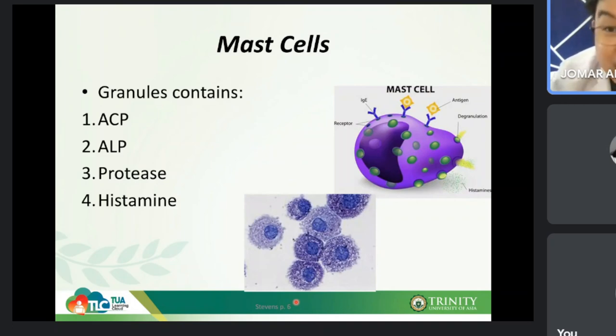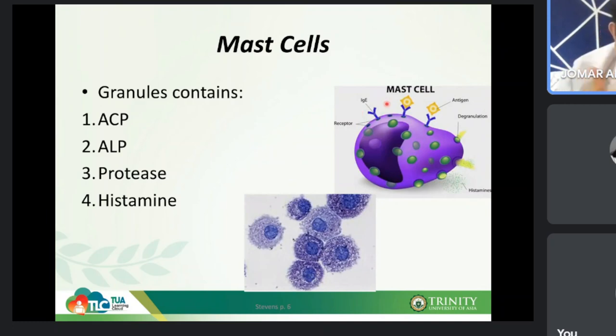And when it comes to lifespan, your mast cell can stay for around 9 to 18 months. Okay? For 9 to 18 months. So it's very important to remember that so that we can easily classify or differentiate a mast cell from a basophil. In addition to that, as you can see, we have your immunoglobulin E here.